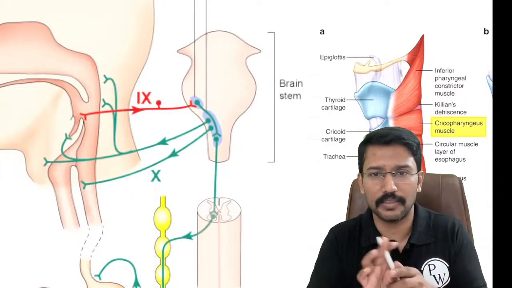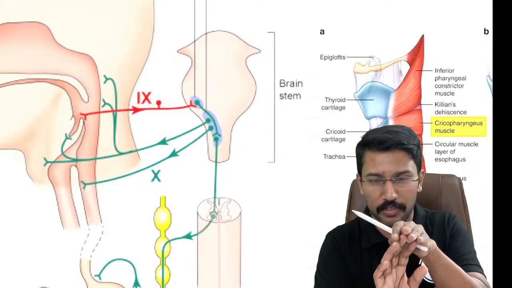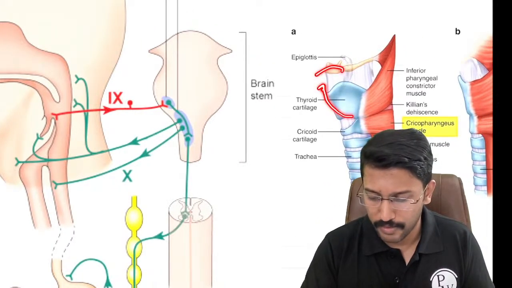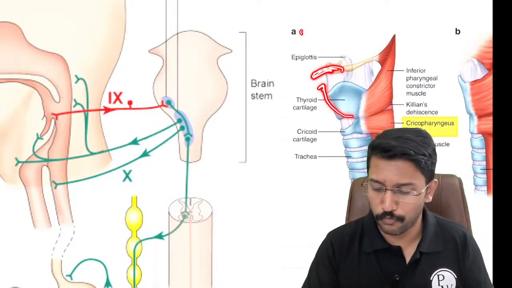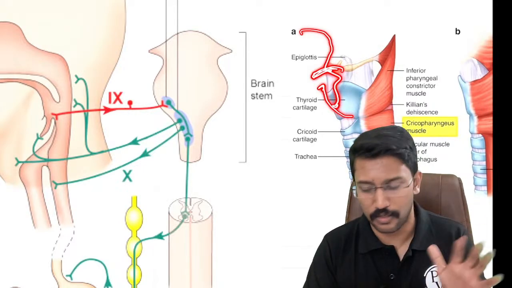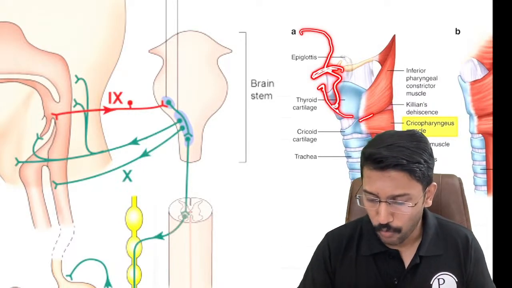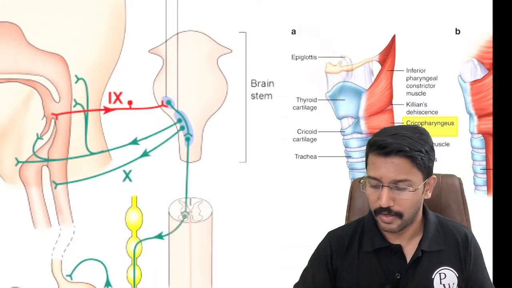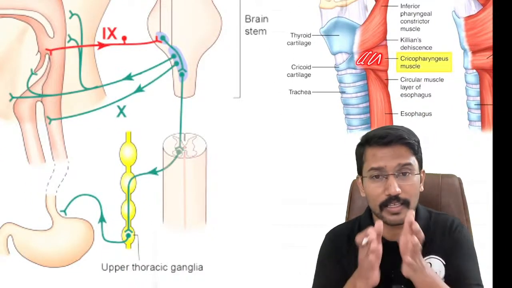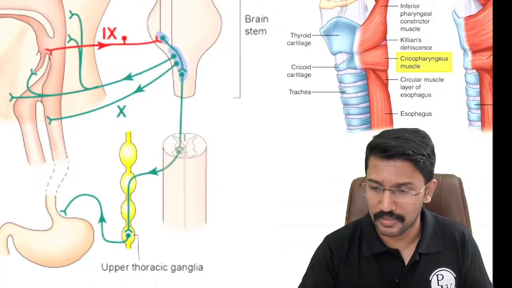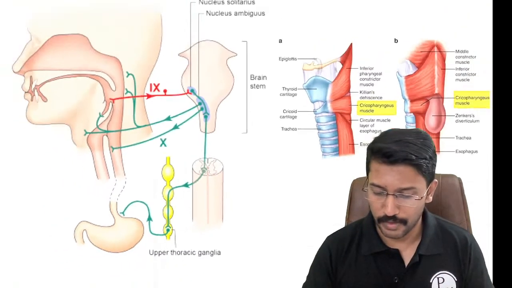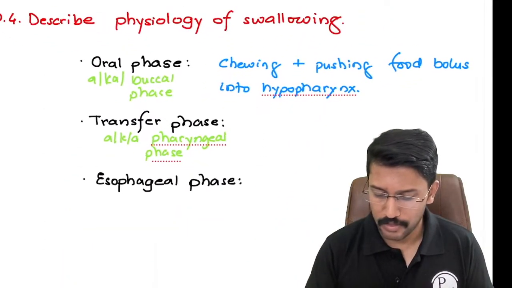So, the larynx elevates and moves forward and the epiglottis closes, and once that happens, the chances of the food bolus getting into the trachea are reduced. The same act of the vagus nerve also relaxes the cricopharyngeus muscle, and once it relaxes, the esophageal sphincter opens and the food bolus gets into the esophagus. And once the food bolus gets into the esophagus, our transfer phase or pharyngeal phase is over.